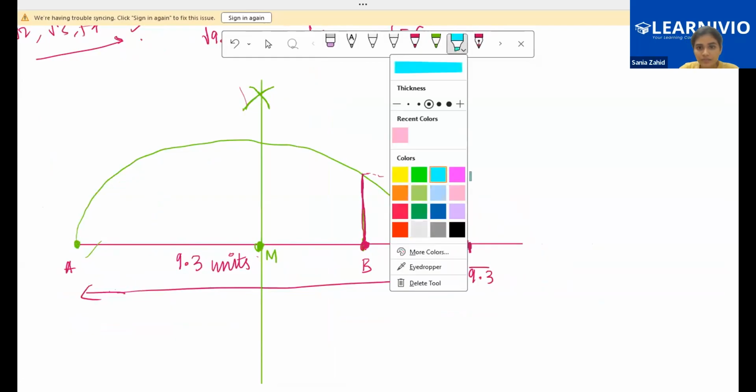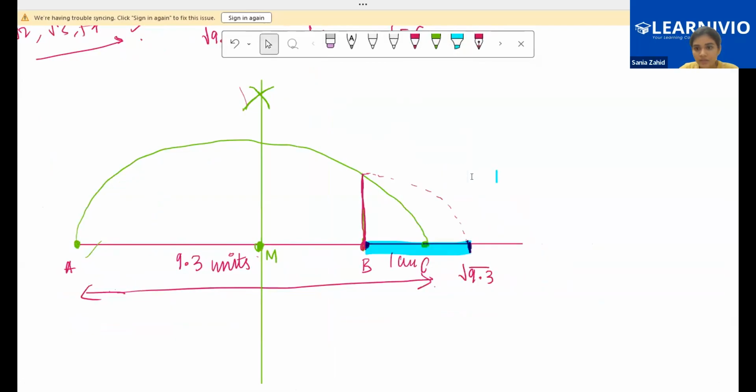Ma'am, so we don't need to make the right angle triangle? No, you don't have to take any right angle triangle. You'll get it directly like this. This line B, and let's call this D. So this line BD is equivalent to under root 9.3. Got it?